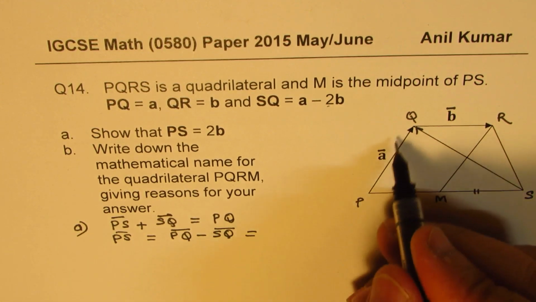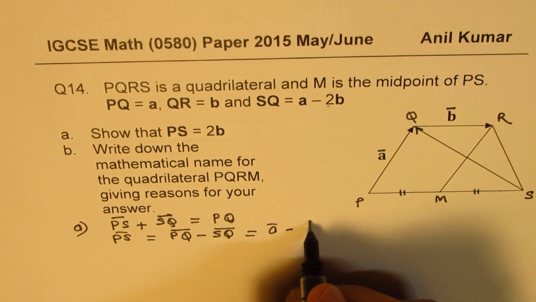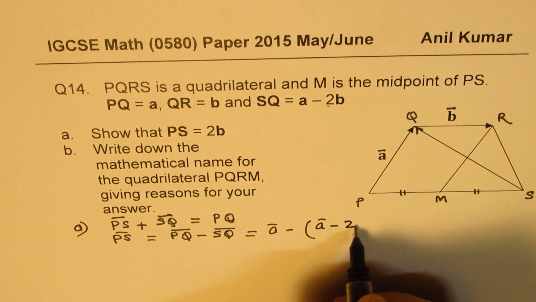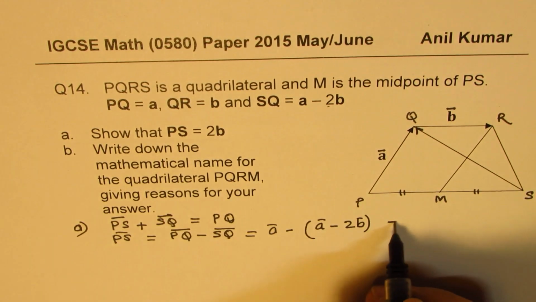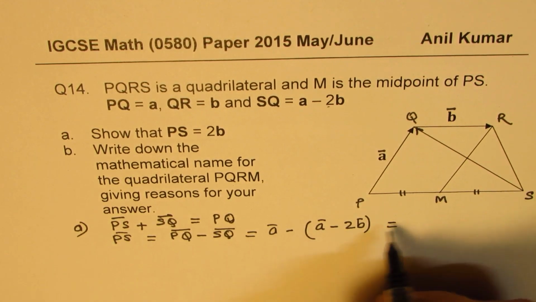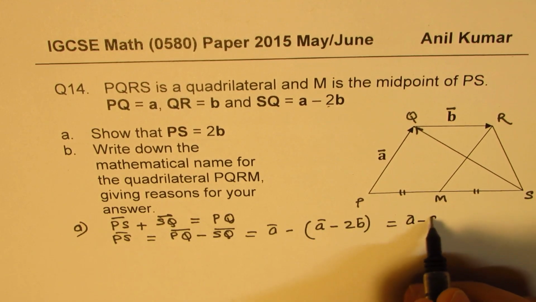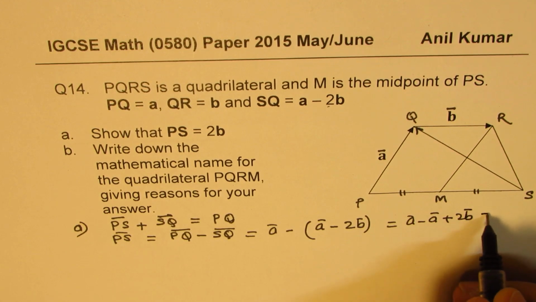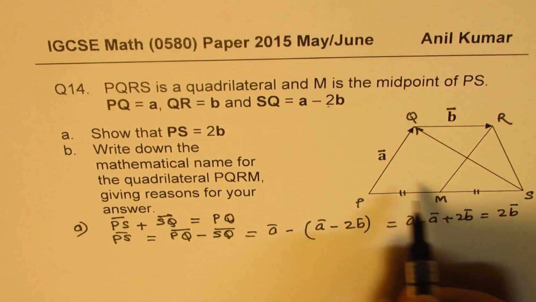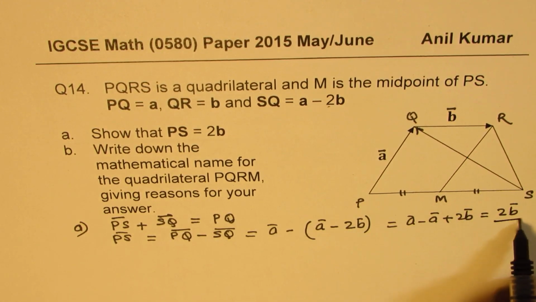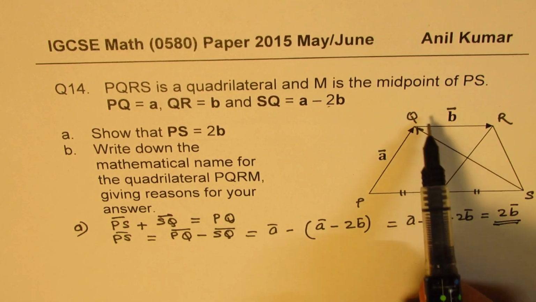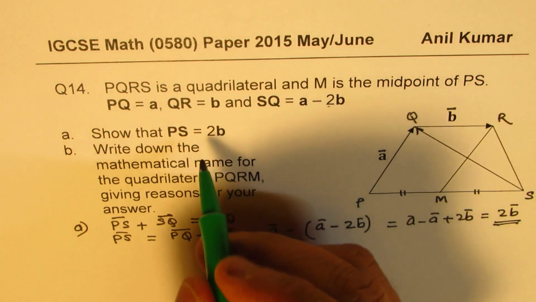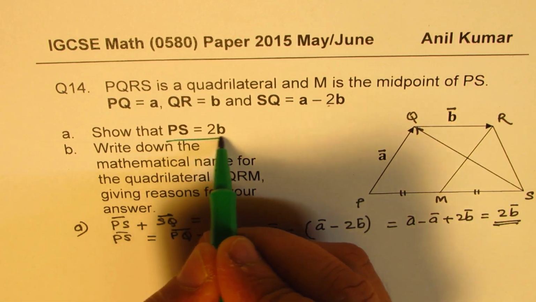So P to Q is vector A minus S to Q, which is given to us as vector A minus 2B, right? So when you open the bracket, you get A minus A, which is 0 vector, and then we get plus 2B, right? So that means we are left with 2B. So PS is 2B. So it's a scalar multiple of B. What does that indicate? So we got the first part, which is PS is 2B.